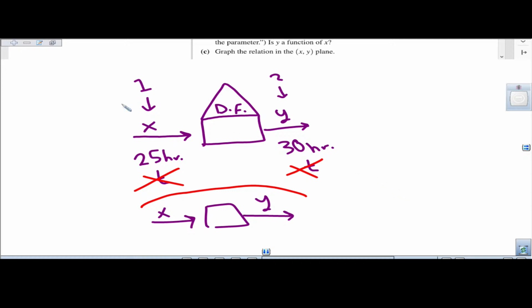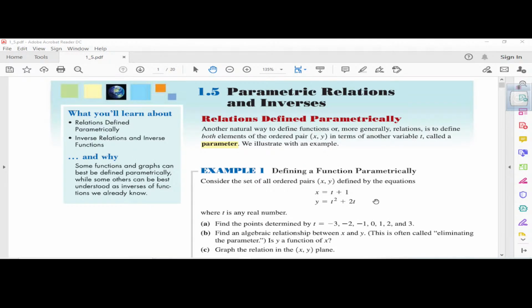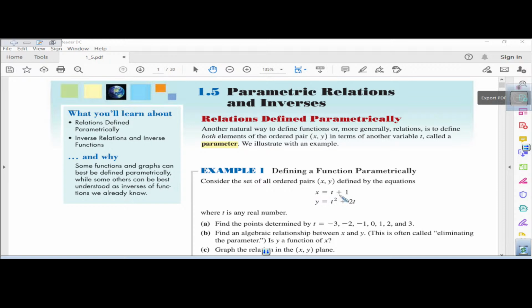Okay? So before we dive into this concept, I wanted to give you what they wanted us to think of. They gave us two equations here, both of them in terms of t. And it doesn't have to be time. That was just one example that I gave. So x is t plus 1. y is t squared plus 2t.